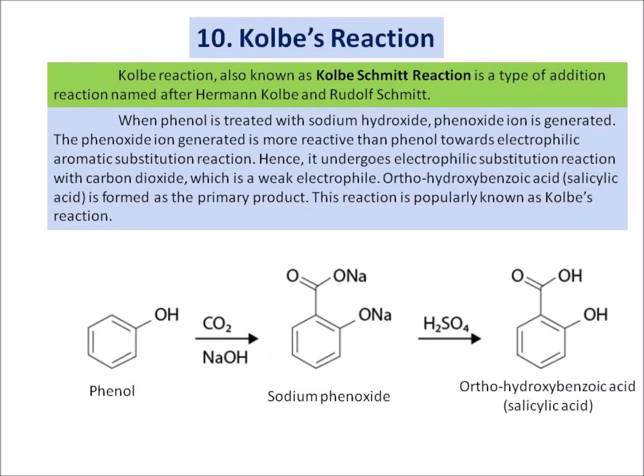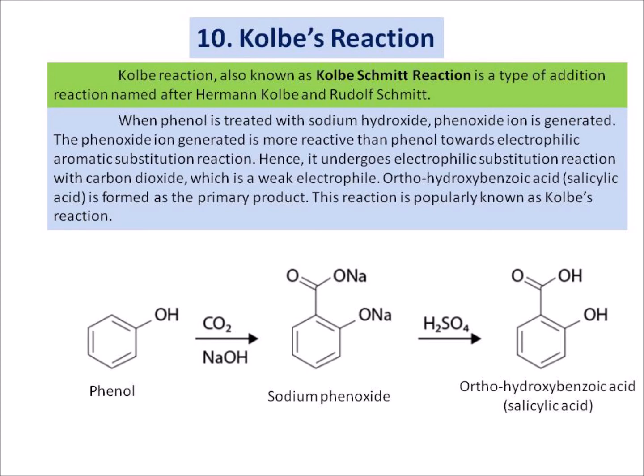The next reaction is Kolbe's reaction. Kolbe reaction, also known as Kolbe-Schmitt reaction, is a type of addition reaction named after Hermann Kolbe and Rudolf Schmitt. When phenol is treated with sodium hydroxide, sodium phenoxide ion is generated. The phenoxide ion generated is more reactive than phenol towards electrophilic aromatic substitution reaction. Hence, it undergoes electrophilic substitution reaction with carbon dioxide, which is a weak electrophile, and ortho-hydroxybenzoic acid or salicylic acid is formed as the primary product.